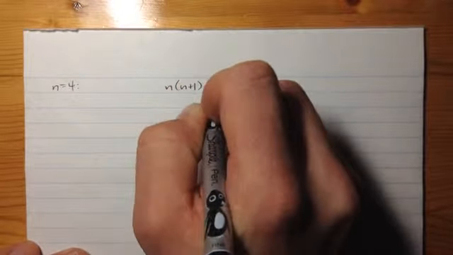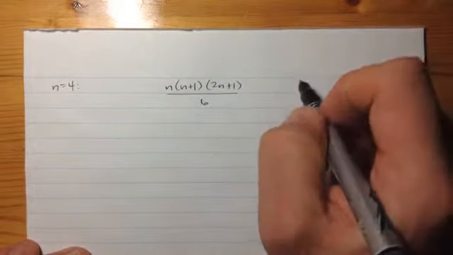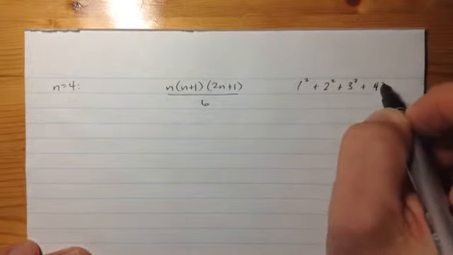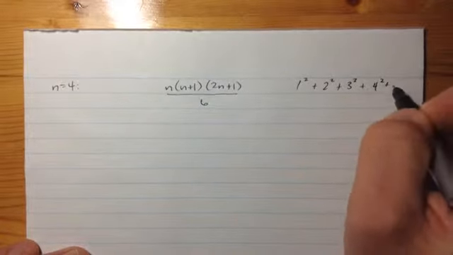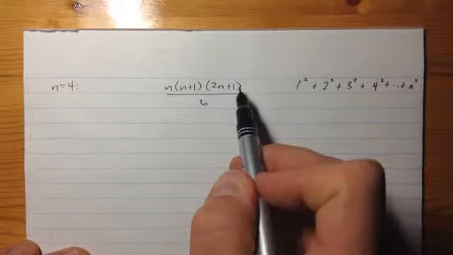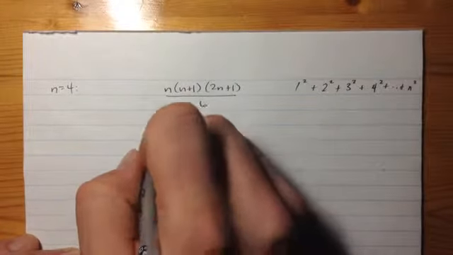Okay, let's do a few more. I gave you another formula earlier. Let's try when n equals 4. Let's try this expression. N times n plus 1 times 2n plus 1, all divided by 6. This tells us the sum of the squares. 1 squared plus 2 squared plus 3 squared plus 4 squared, and so on up to n squared for some n. In this case, we're going to have n equals 4, so we're going to cut it off right there. So let's substitute in.